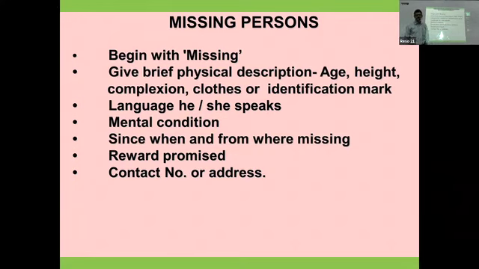Language that the missing person speaks. The mental status: mentally sound, weak, disabled. Since when and from where missing. Reward promised. And last is the contact number or the contact details of the person who has advertised this. So these are the points you have to keep in mind, and the heading will be Missing Person, and it will begin with Missing, the first one. काफी देख सकते हो पेपर के अंदर ये लापता. This is the advertisement.